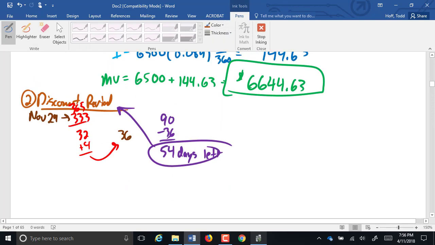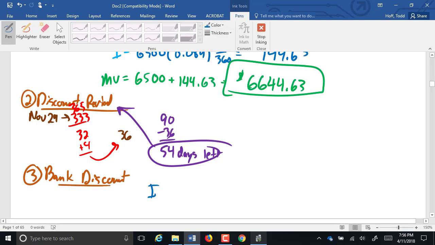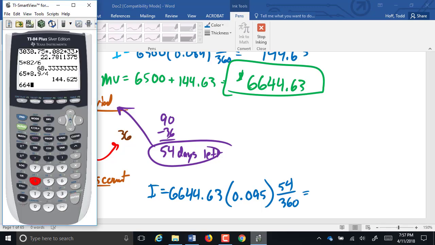So then the bank discount. So yes, our maturity value of 6644.63 times the 9.5%, 0.095. Perfect, 54 over 360. So 94.69.